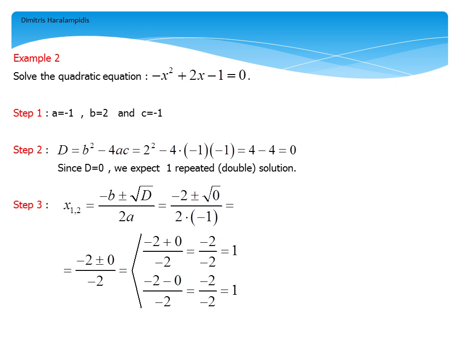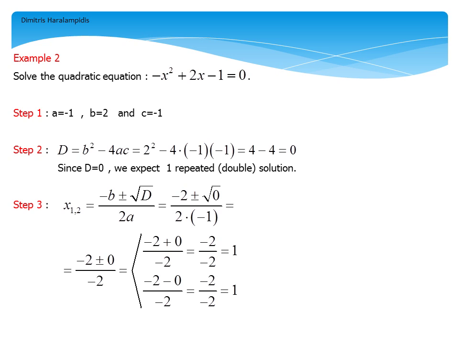In the second step, we'll estimate the discriminant using the discriminant formula b squared minus 4ac. And if in this formula we substitute the values of a, b, and c taken from the first step, we can find that the discriminant equals 0. And as we know, since the discriminant equals 0, we expect to find one double solution.